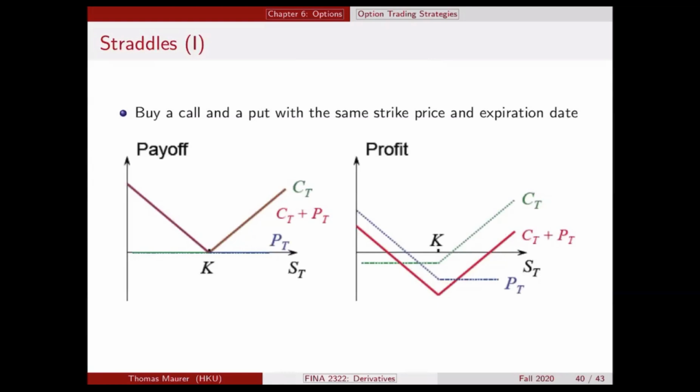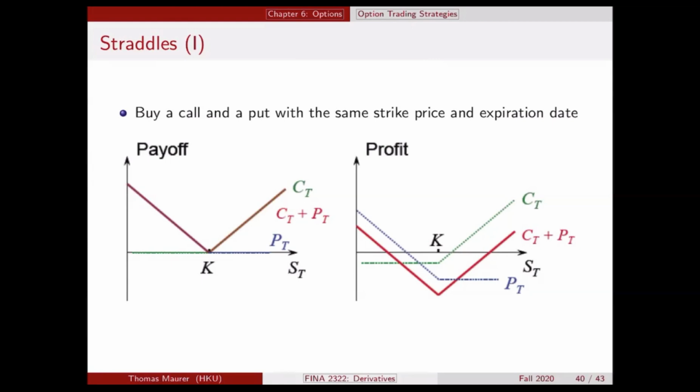A straddle is basically the opposite of a butterfly spread. So here you speculate that the price of the underlying moves a lot and either decreases or increases a lot. And you do that by buying a call option with strike price K, and at the same time buying a put option with the same strike price K. Notice that buying call and put option costs you something.